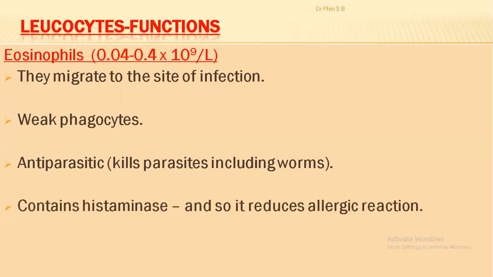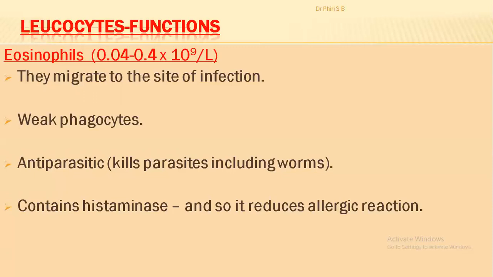So they contain an enzyme called histaminase. Histaminase is an enzyme that breaks down histamine. Because it can break down histamine, to some extent its function opposes that of a basophil. Remember, the basophils produce histamine, and this histamine is a vasodilator. So if the eosinophil is destroying the histamine because it contains the enzyme histaminase, it's going to reduce allergic reaction.